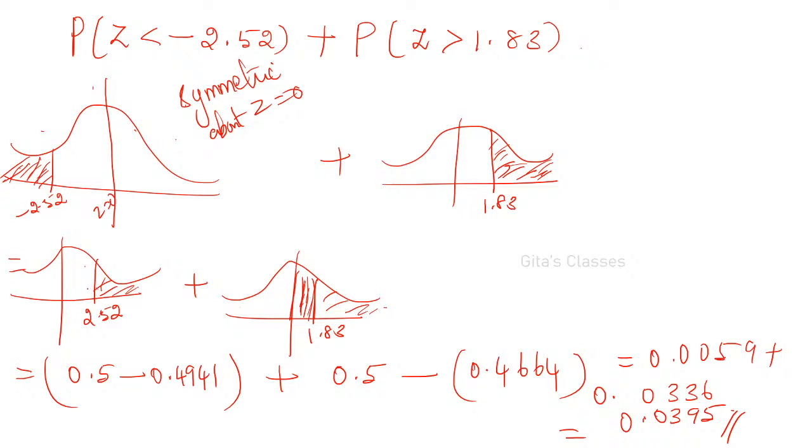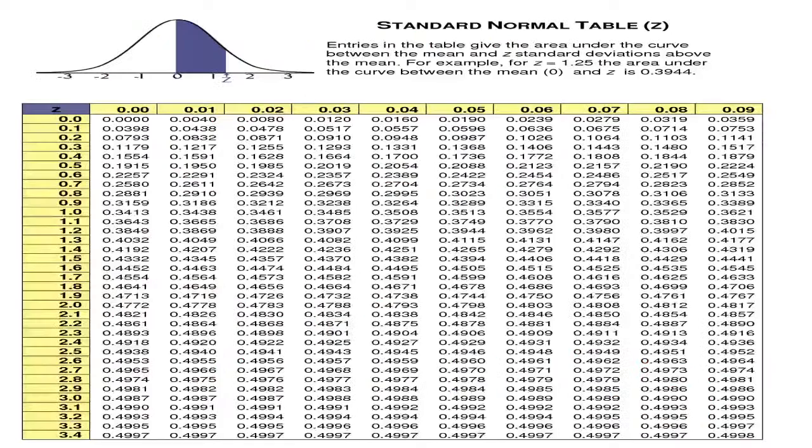And this can be written as 0.5, the entire area, minus the area up to 2.52. 0.0395 is the answer. Okay, we'll go through these things using a calculator.